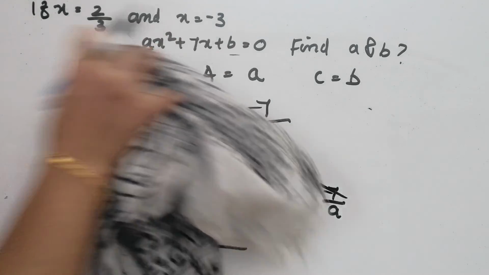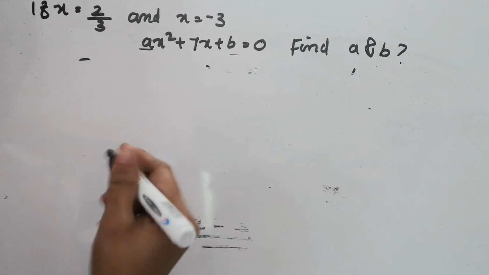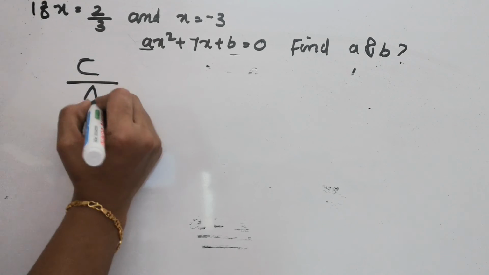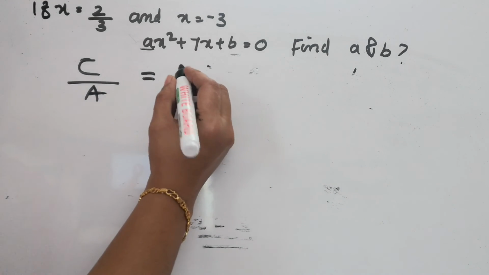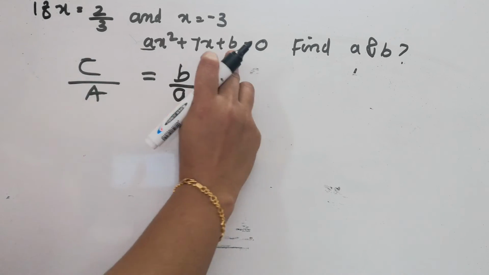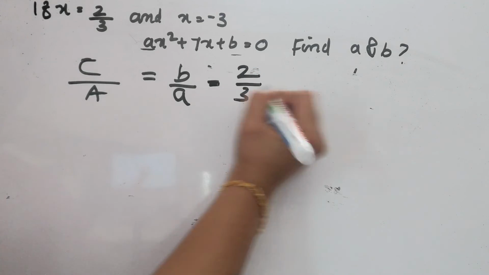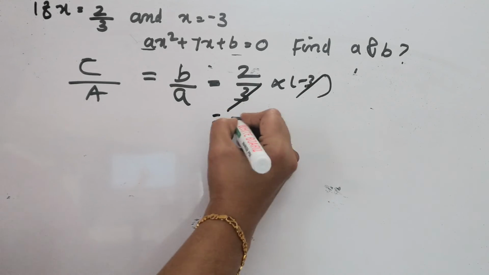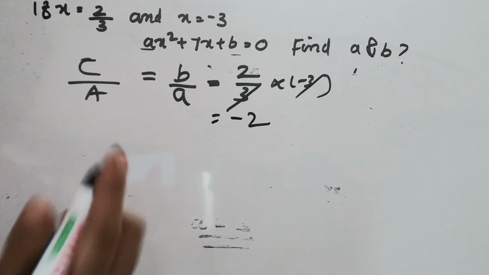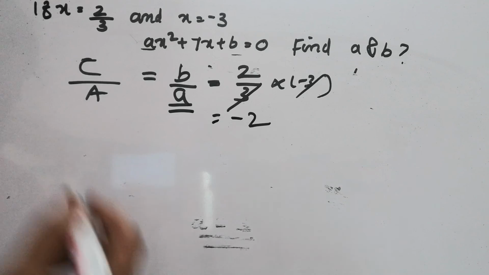Then we use the product formula to find the value of b also. So first we write product. Product is equal to c by a. Here c is b and a is small letter a. That is equal to 2 by 3 into negative 3. Then 3 cancels. Here is only minus 1, so minus 2. Okay, and we know the value of a. We found the value from the above question, so we get a is equal to 3.